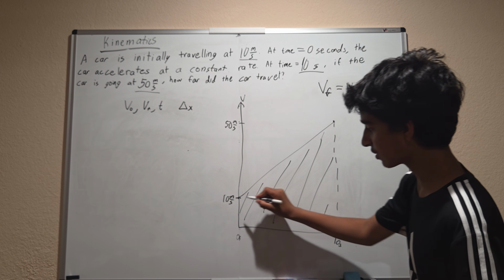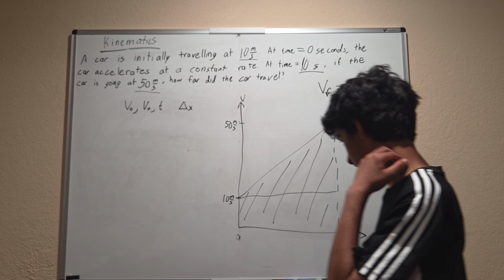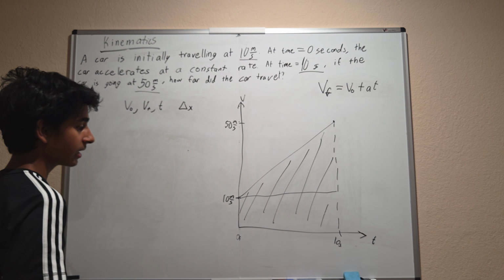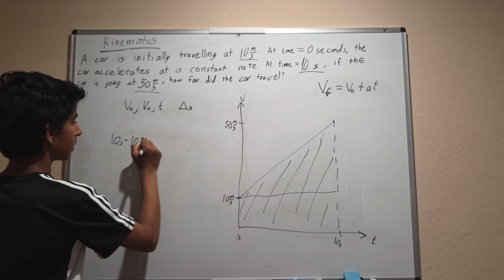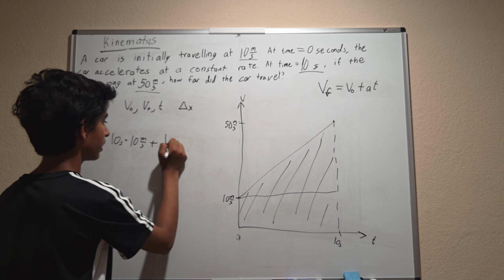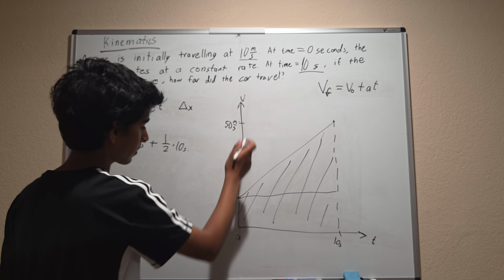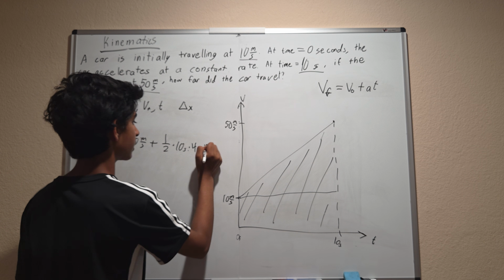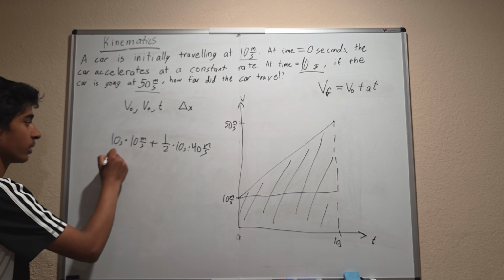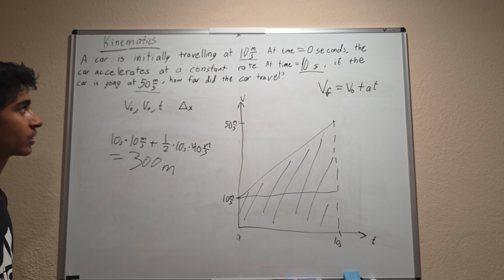And if you think about it, this is actually just a triangle plus a rectangle in disguise. The area of the rectangle is just the base times the height, so 10 seconds times 10 meters per second, plus the area of the triangle, which is 1/2 base, just 10 seconds, times the height, which is not 50 meters per second, but 50 meters per second minus 10 meters per second, which is 40 meters per second. And this, once you simplify it, is equal to 300 meters. So the car traveled 300 meters.